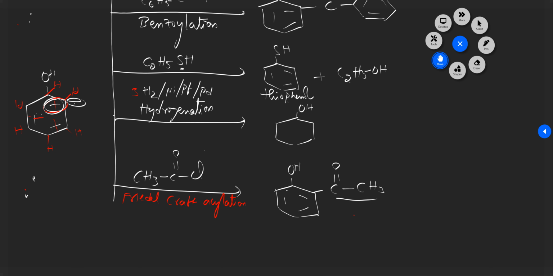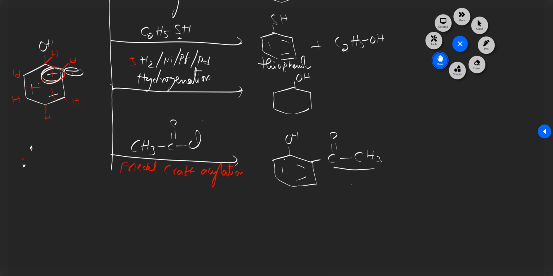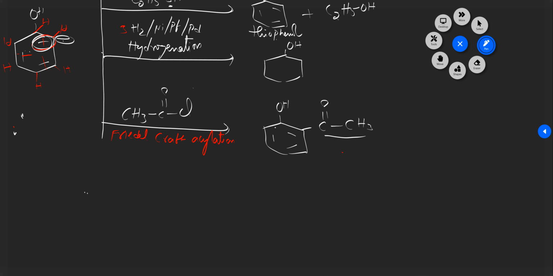Next one is alkylation. Alkylation is nothing but introducing one alkyl group on benzene, like acyl. In the place of C double bond CH3, we are going to add a CH3 group or any alkyl group, that is called alkylation. Same reaction, but it is introducing alkyl. So we can call this Friedel-Crafts alkylation.